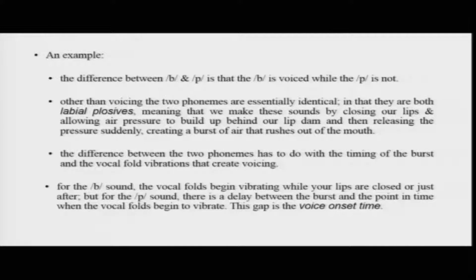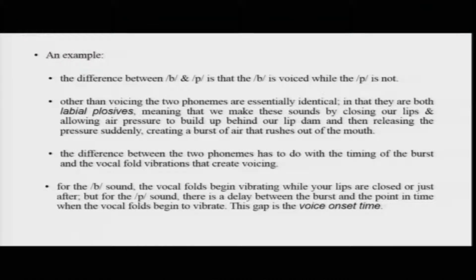I am taking this ba and pa example again and again. The difference between ba and pa is that ba is voiced while pa is not. What is voicing? Voicing is basically when your vocal cords vibrate. Other than voicing, the two phonemes are essentially identical. Both are produced using exactly the same gestures, so they are both labial plosives. Again, the video is talking to you about manner of articulation and place of articulation, so you get surer of these concepts a little bit better. Labial plosives mean that we make these sounds by closing our lips and allowing the air pressure to build up behind our lip dam and then releasing it.